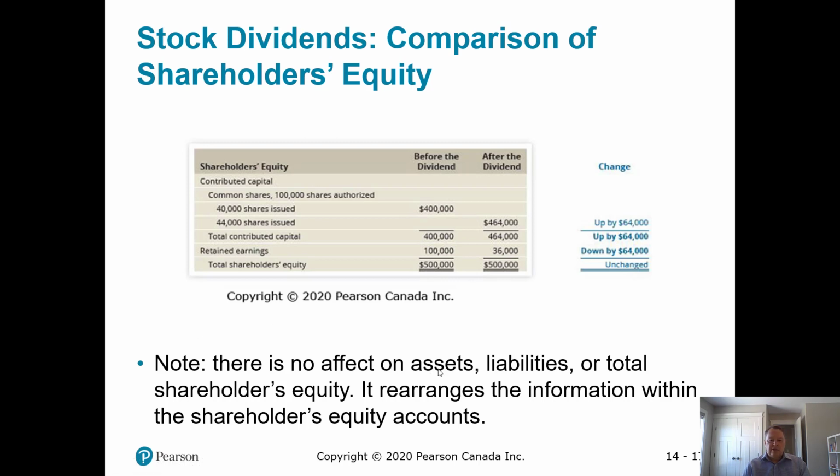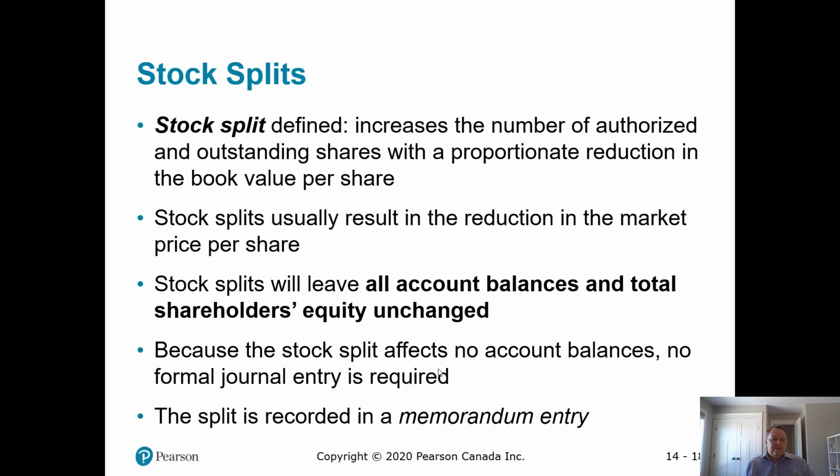So let's continue on here and just have a look. Stock splits are different. Now, a stock split is where we see the number of shares that are outstanding increased. This also usually results in a reduction in the market price per share, and it'll leave all the account balances unchanged. Nothing changes in terms of retained earnings or contributed capital. The only thing that changes is the number of shares. Recording in a memorandum entry, sure, you can do that, but really there's no entry that needs to be recorded.